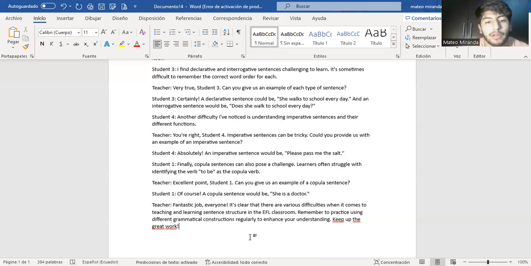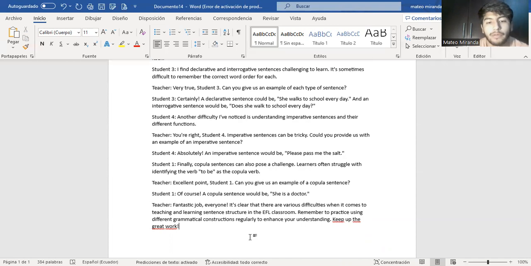Student one: Finally, copular sentences can also pose a challenge. Learners often struggle with identifying the verb "to be" as the copula verb. Teacher: Excellent point, student one. Can you give us an example of a copular sentence? Student one: Of course. A copular sentence would be "She's a doctor."